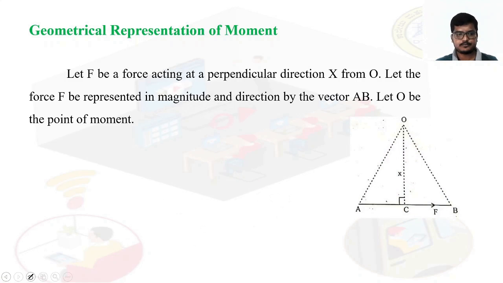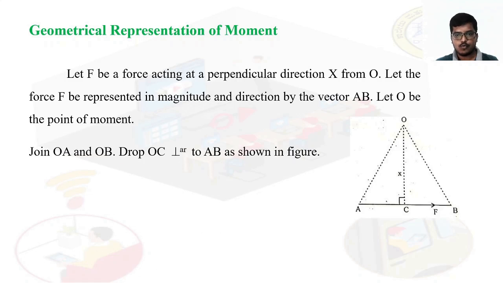See, force F is there at a distance of X from O. Join OA and OB, and drop OC perpendicular to AB as shown in the figure. So this is the setup. Now I need to find the moment about O due to the force F. We know it is F into perpendicular distance X, but we have to show it in a geometric way.